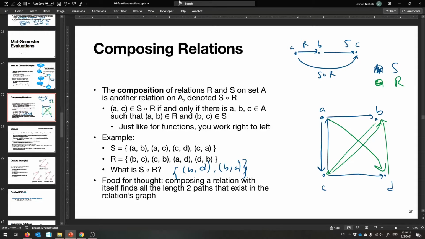What else could we do? We can do BA as well, using that same one. Okay, how about this one? Well, again, there's no blue things coming out of it. Can't use it. And same for this one. No blue things coming out of it. We can't use it. So that confirms that this is the composition.